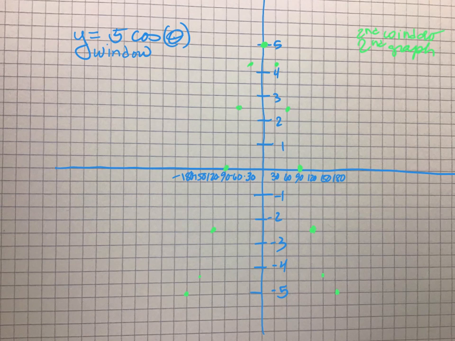Now when you're graphing, you don't make points, you make rounded curves. So you look ahead of your pencil, and you go up, and then you go down. And that is your graph.